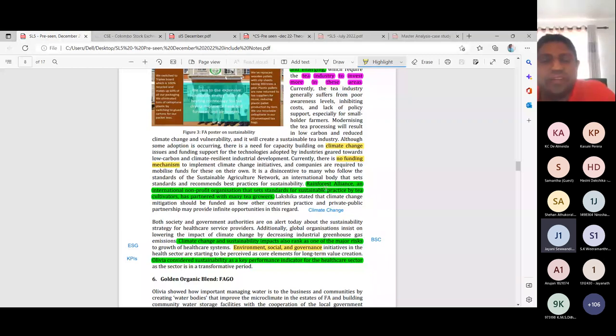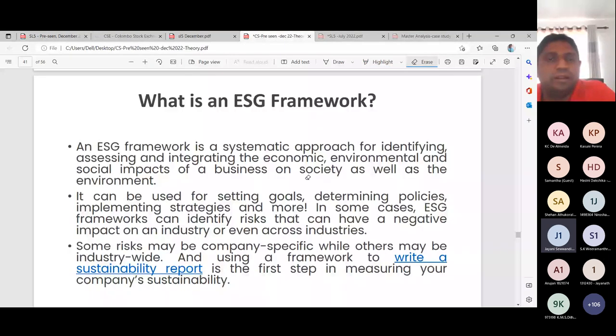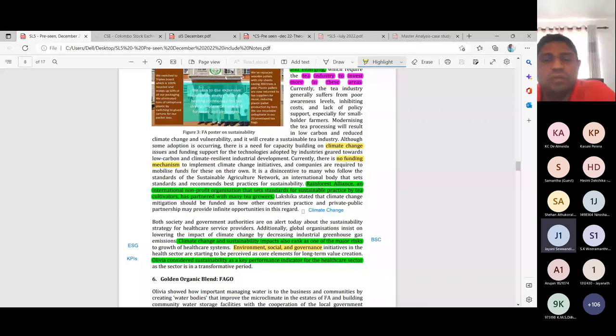Lakshika stated that climate change mitigation should be funded as in other countries, and that factories and public-private partnerships can be part of the opportunity in this regard. So please study climate change, right? We started to talk about this climate change now, so I will come to the theory part later on.